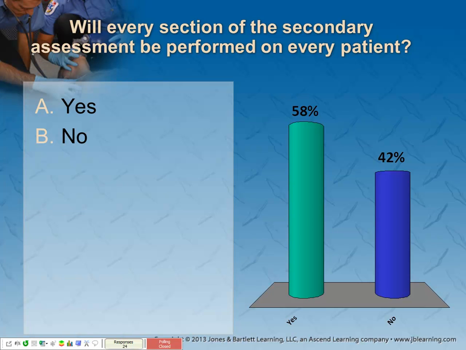Then also on your unresponsive patients, everybody who's unresponsive is going to get a full head-to-toe assessment. So the correct answer here would be no. You don't do a full-blown secondary assessment on every patient you come in contact with.